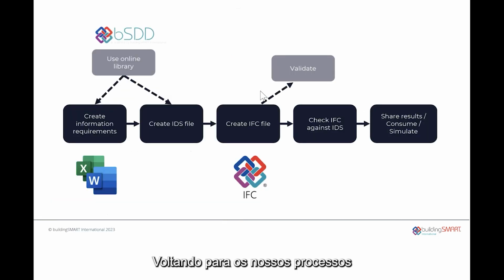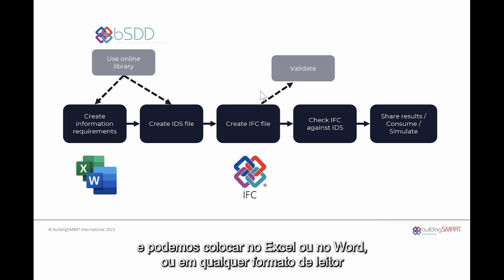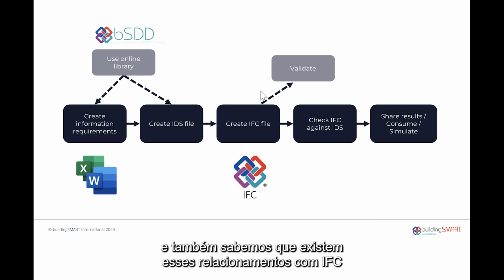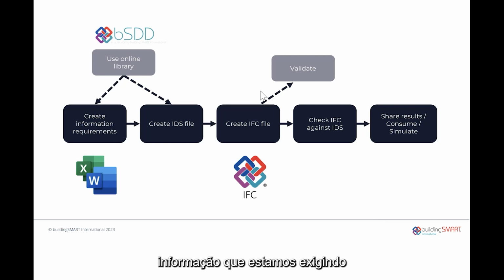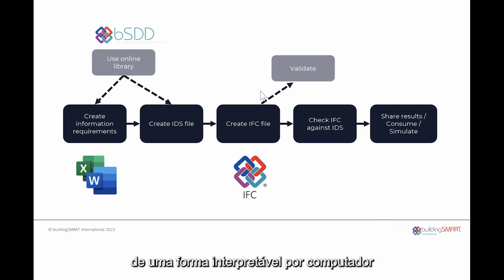So going back to our process, we know that we can use the bSDD to search for terms, and we can put them in Excel or in Word or whatever kind of human readable format. And we also know that there's this relationship with IFC information that we are requiring. But there's this missing step of requiring information in a computer interpretable way.